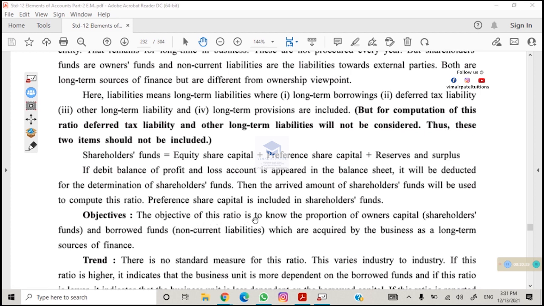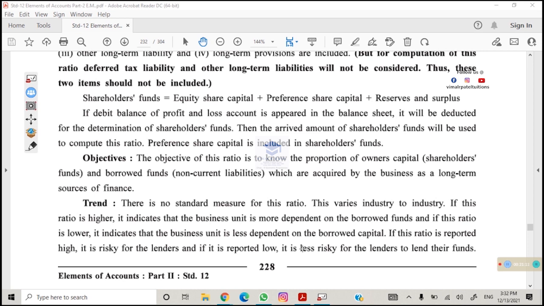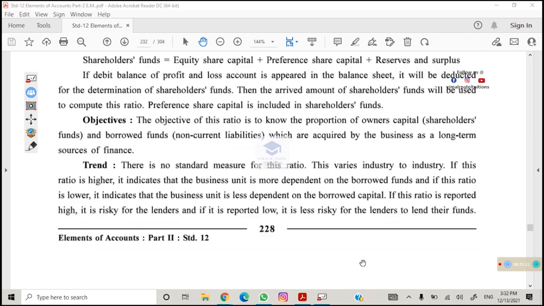The objective of this ratio is to know the proportion of owner's capital and borrowed fund, which are acquired by the business as a long-term source of finance. There is no standard measure for this ratio. What is good for one industry may be worse for another industry. So if this ratio is higher, it indicates the business unit is more dependent on borrowed fund. Means out of your total capital, you have borrowed too much money outside the business. Sometimes it is good, sometimes it is bad for the business, depending upon the overall market situation, industry, economic condition. So all the other factors will be decisive factors.